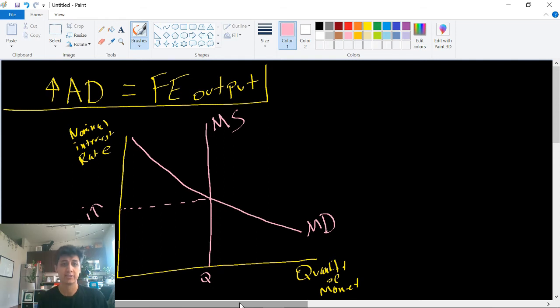Now, we want aggregate demand to increase, which means we want people spending. We want businesses taking out loans and spending. We want people taking out home loans and spending. All right? And loans have to do with nominal interest rate. This nominal interest rate is chain linked to aggregate demand.